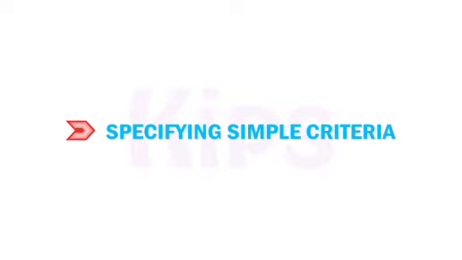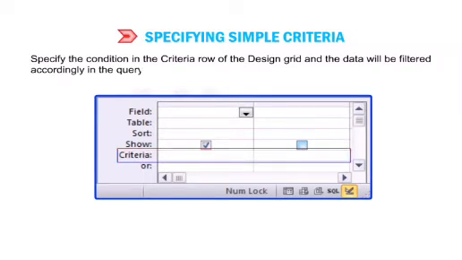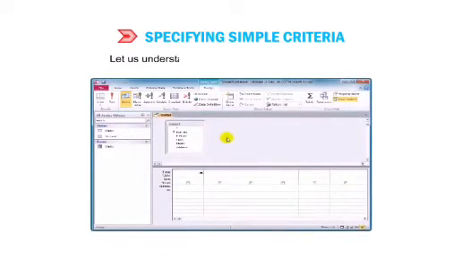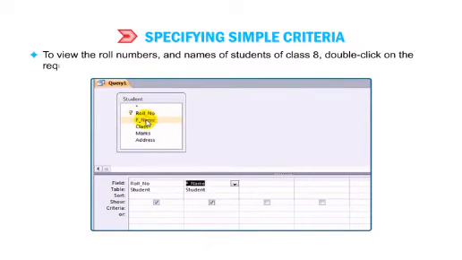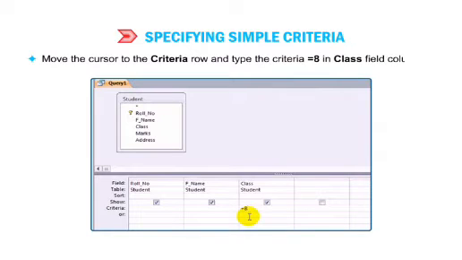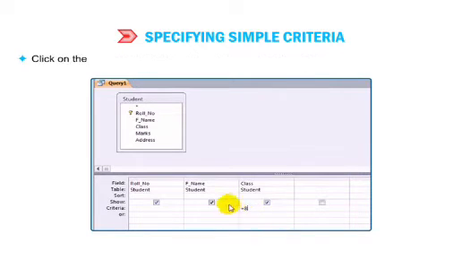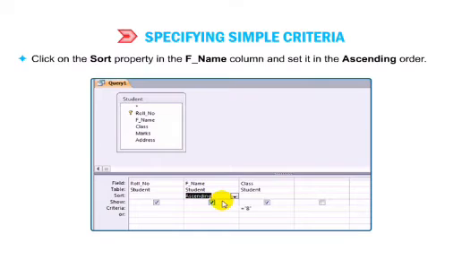Alright, now let's find out how to specify simple criteria. Specify the condition in the criteria row of the design grid and the data will be filtered accordingly in the query output. Let us understand it with the help of a given example. To view the roll numbers and names of students of Class 8, double-click on the required fields in the table. Move the cursor to the criteria row and type the criteria 8 in the class field column. Click on the sort property in the first name column and set it to ascending order.